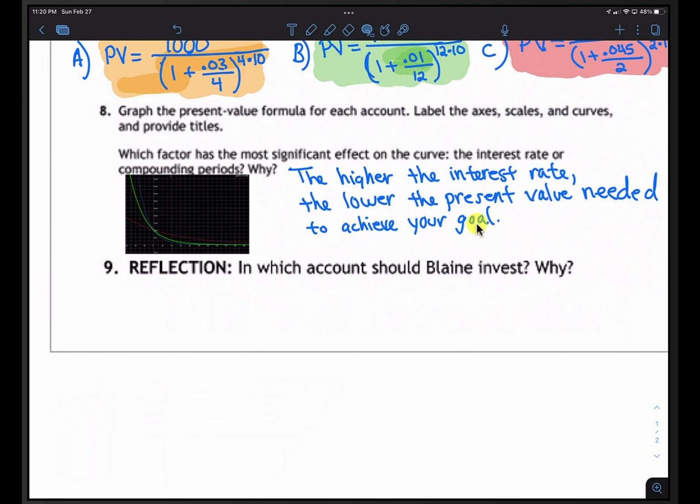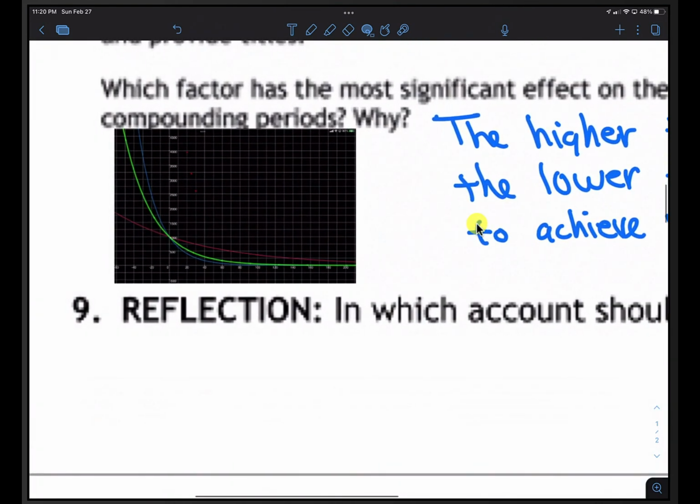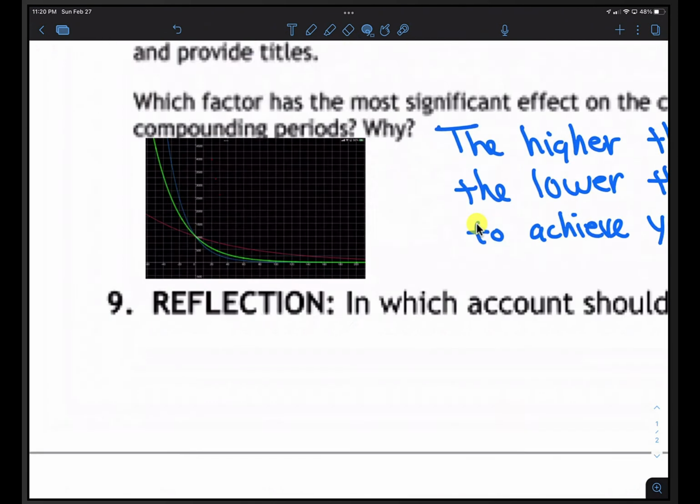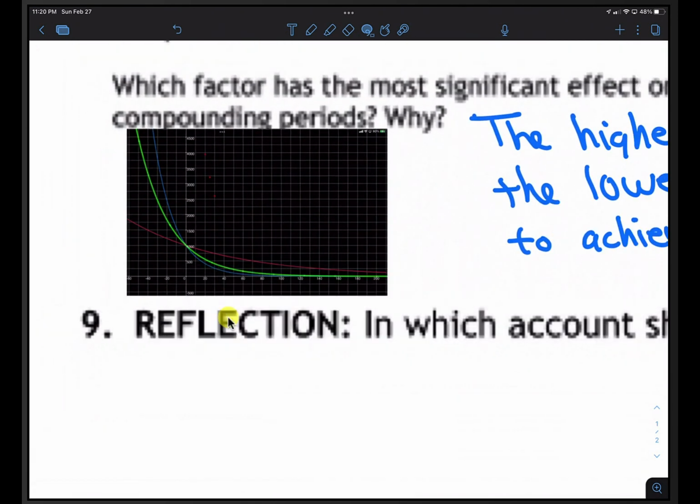Yeah, so let's look at this. Let's blow this up again. This is a picture of the graph. The highest interest rate is the one at the bottom. So that means you need the least amount to reach your goal if your interest rate is the highest.